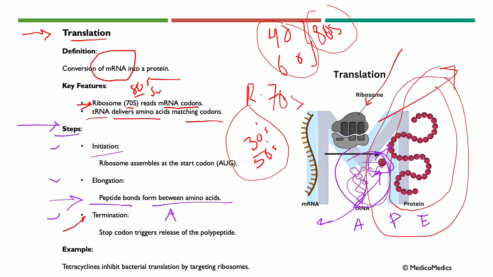Now, as always, let's put it in some clinical context. An example would be tetracyclines, which inhibit bacterial translation by targeting ribosomes. But how? Well, it targets ribosome 70S and prevents protein synthesis from occurring. So this makes translation a key target for antibiotic therapy against bacterial infections. And we have specific antibiotics targeting 30S, 50S, etc.